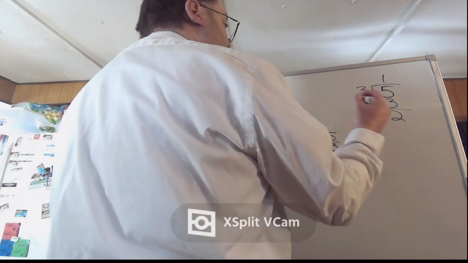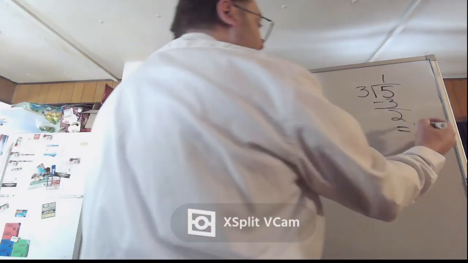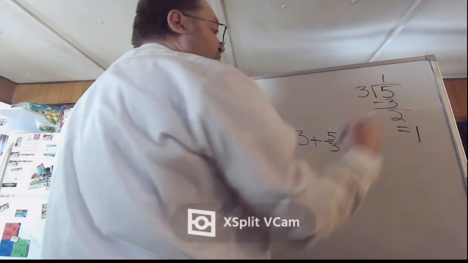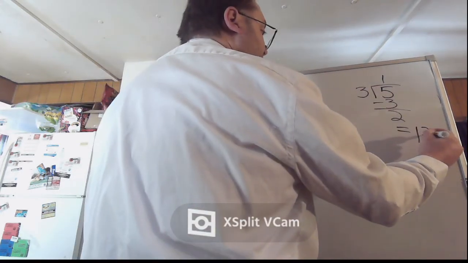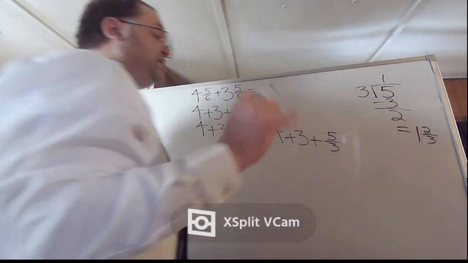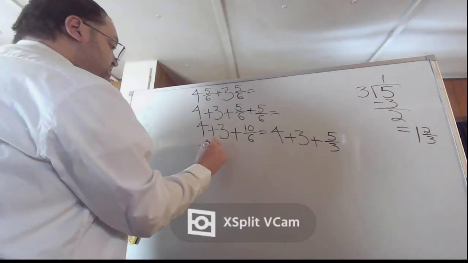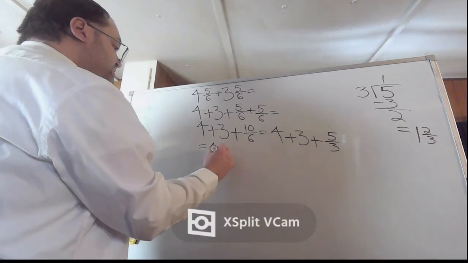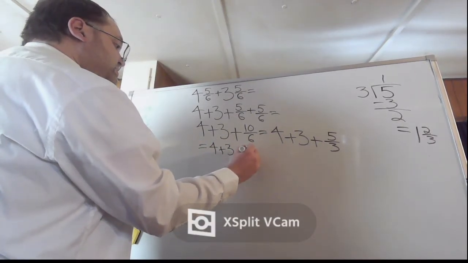So your answer to that, in the mixed number form, you'll have 1 for your whole number. That remainder of 2 is your numerator. That divisor of 3 is your denominator. So 1 and 2/3 is the mixed number form of that. So you'll have 4 plus 3 plus 1 and 2/3.